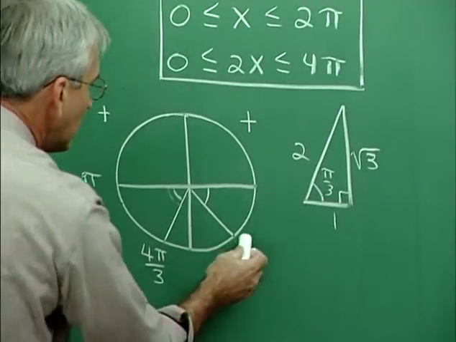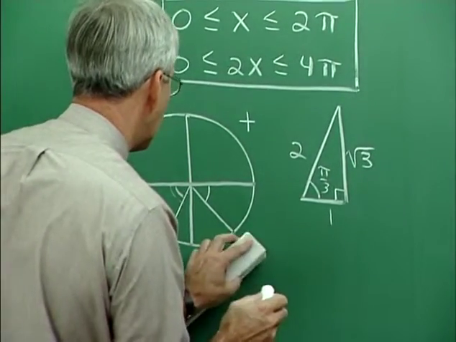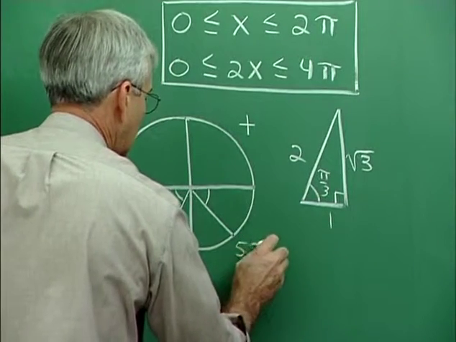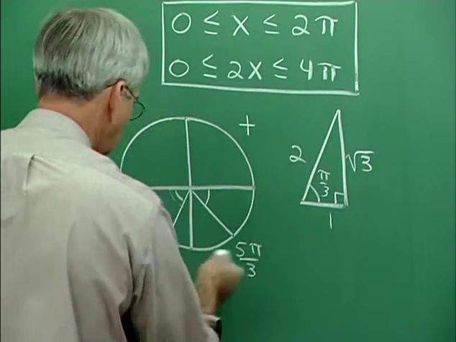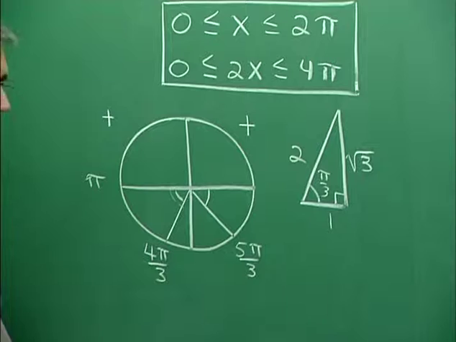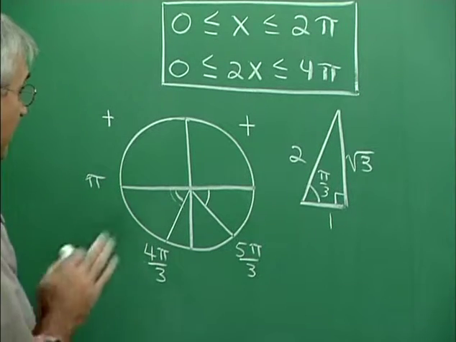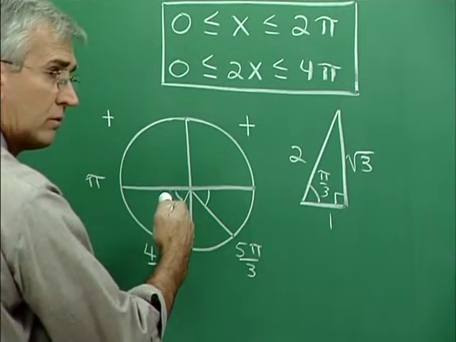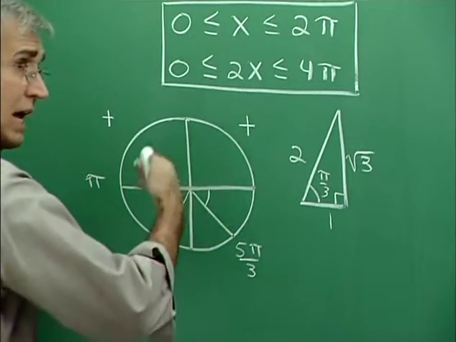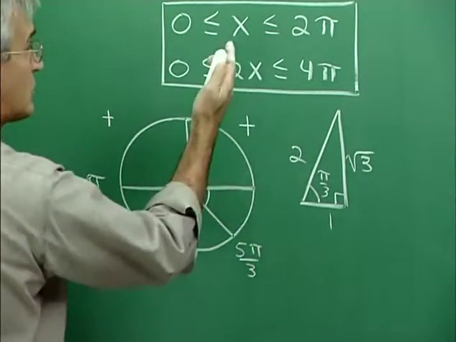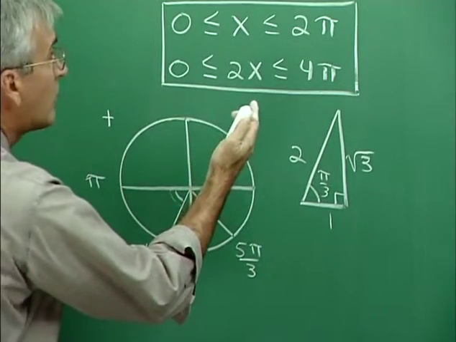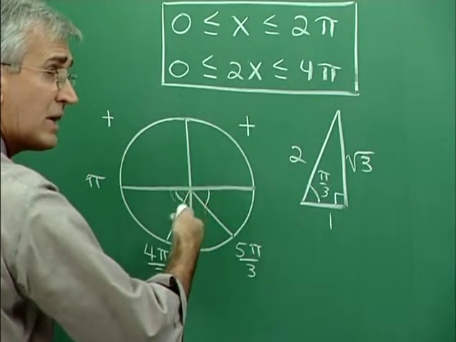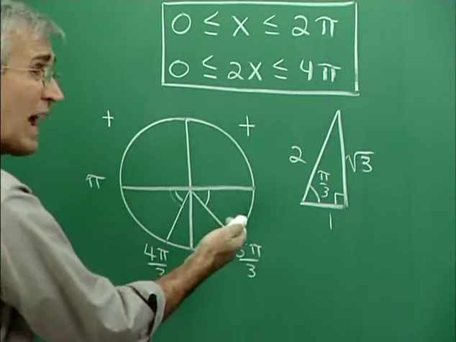And this one would be 5 pi over 3. All right, so those are my two angles. But wait a minute, what have I found? I have found the angles that are 2x. The sine of these two angles is negative square root of 3 over 2, but these angles are in the form 2x.